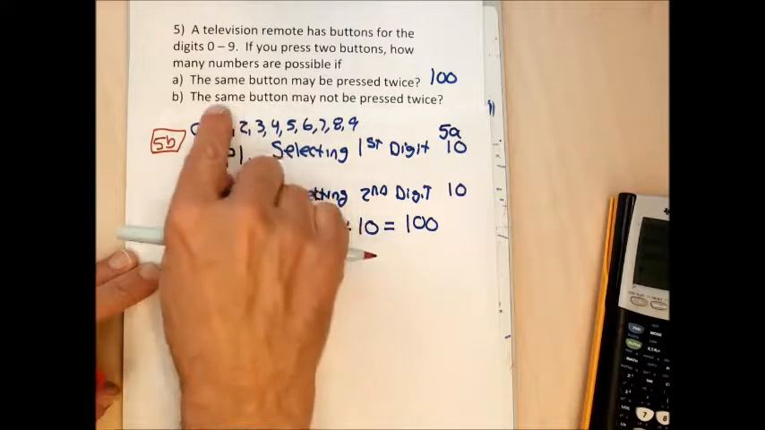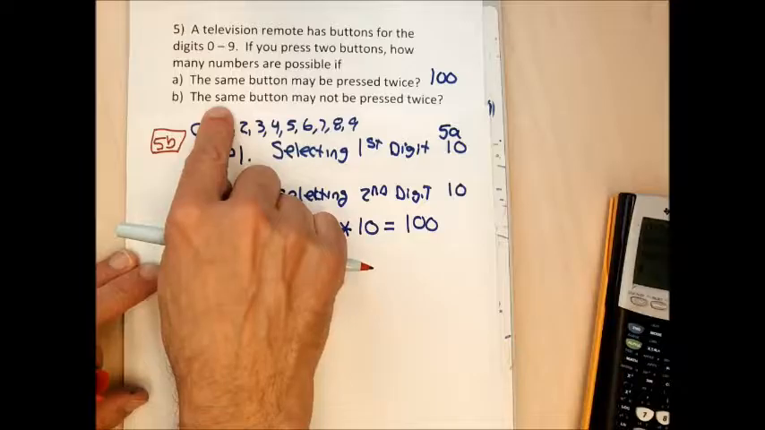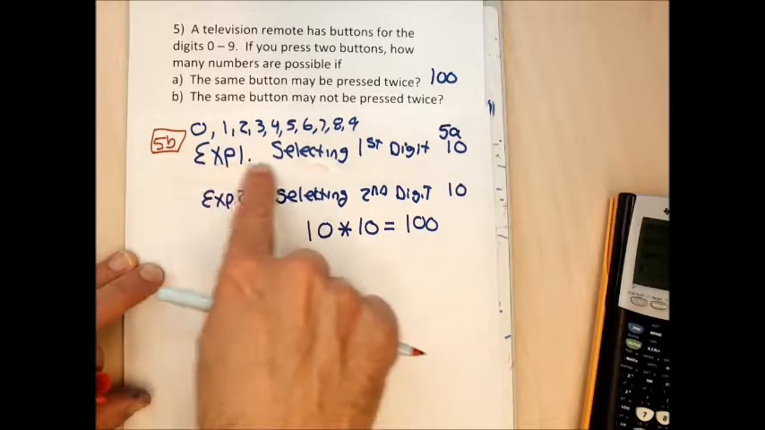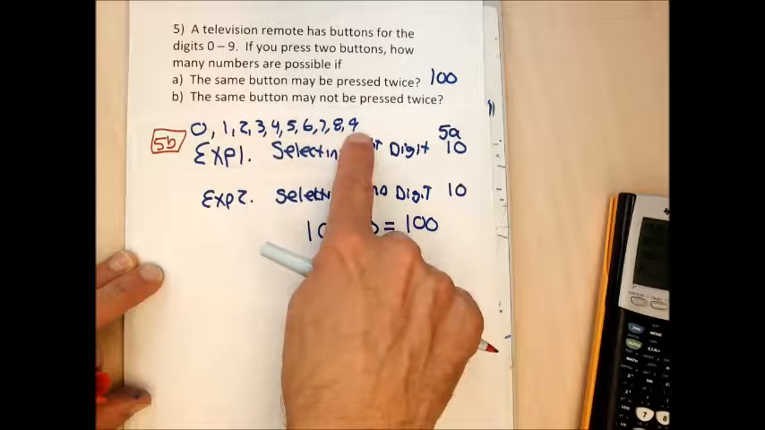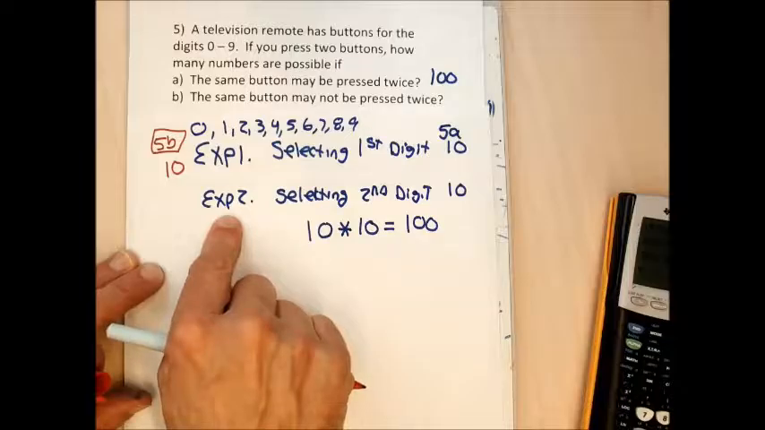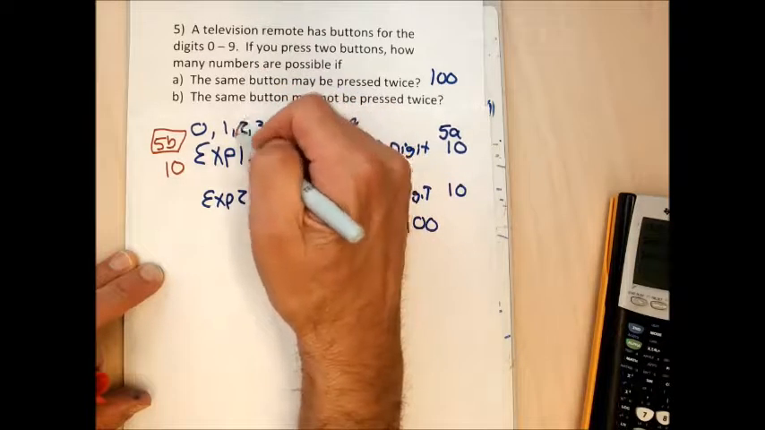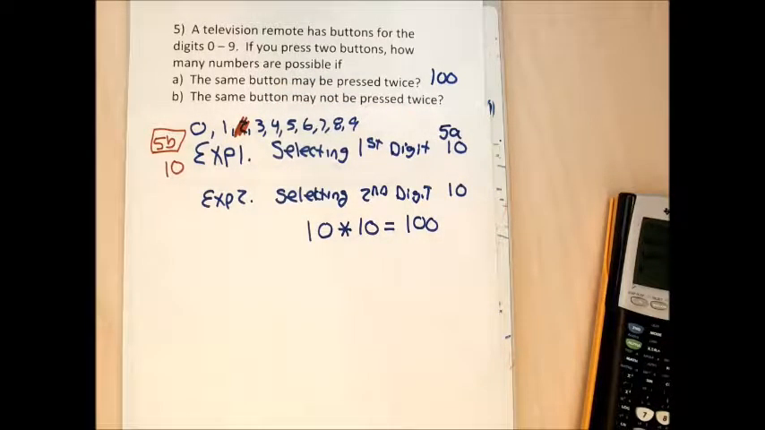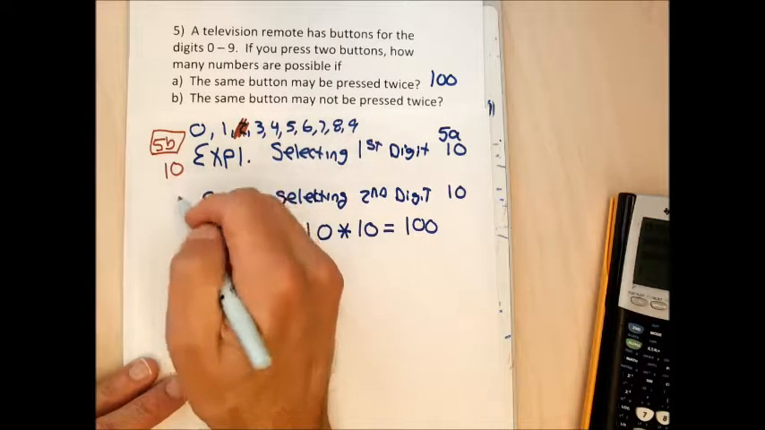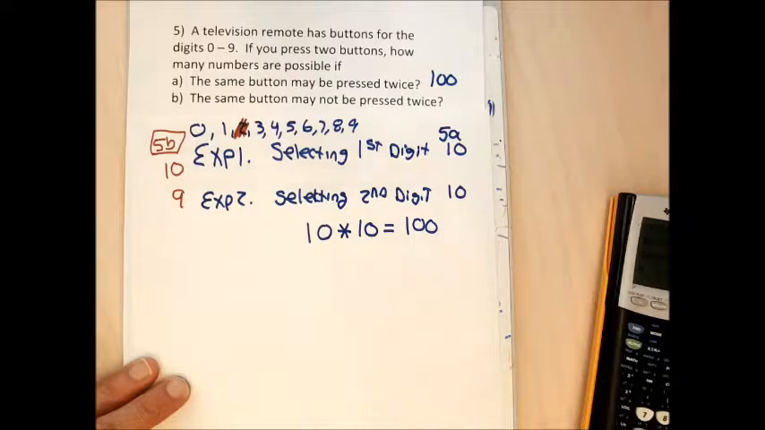And let me figure out the numbers that I need for 5B. The difference between 5A and 5B is that it says the same button can't be pressed twice. For selecting the first digit, I can pick any of the 10 digits. But when I go to do part B, selecting the second digit, once I pick a number, I'm not allowed to pick it again. So regardless of the number I pick, there's one fewer number to pick for the second choice. So there's only 9 choices for the second experiment.